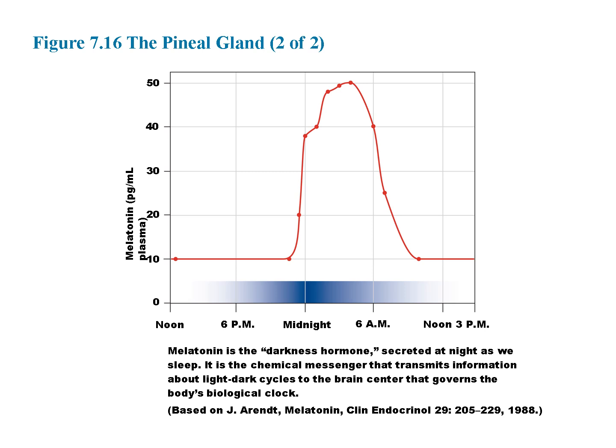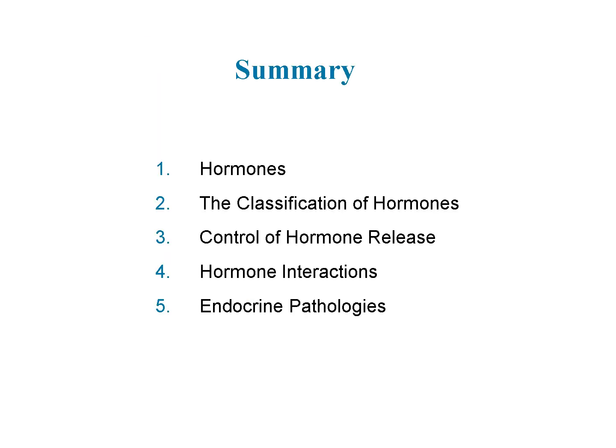In this chapter, we explored the essential aspects of the endocrine system and hormone function. We began with an overview of hormones, discussing their role in maintaining homeostasis and regulating various body processes. Next, we examined the classification of hormones, focusing on their chemical structures and mechanisms of action.